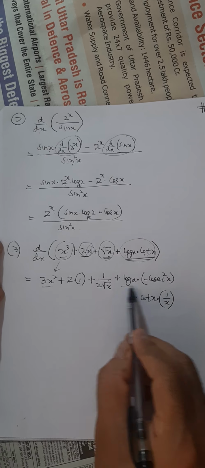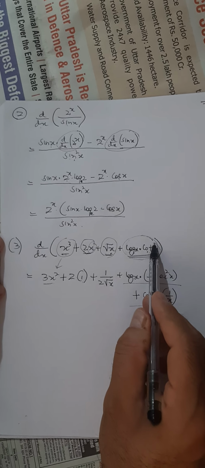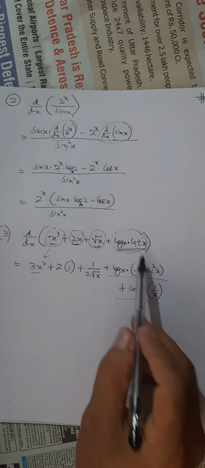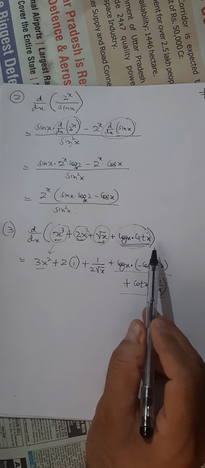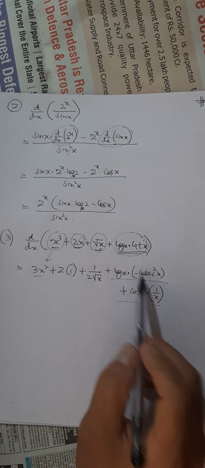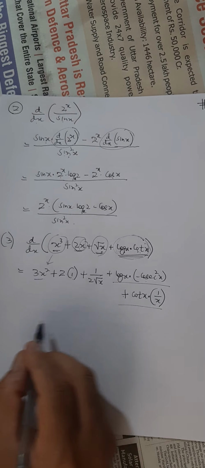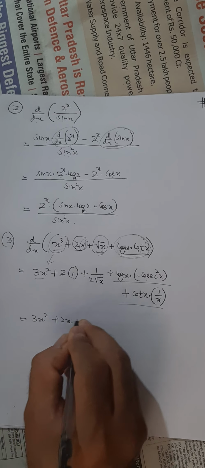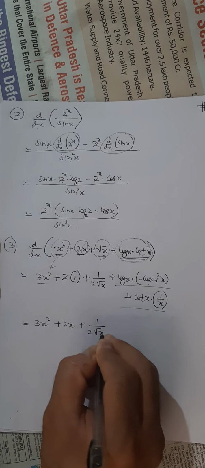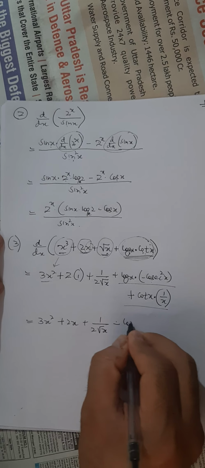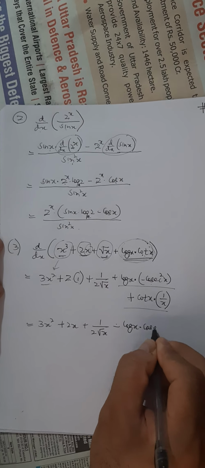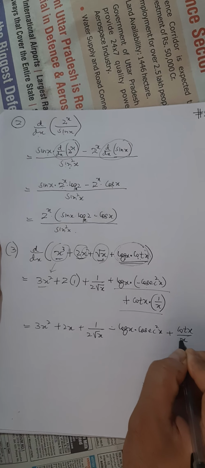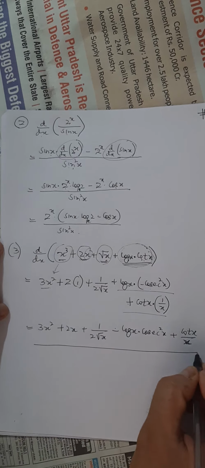Remember, these 2 terms are because of this single term by product rule. Log x as it is, derivative of cot minus cosec x square. Now cot x as it is, and derivative of log x is 1 upon x. So finally, I'll just rewrite: 3x square plus 2 plus 1 upon 2 root x, minus will come out. So it is log x into cosec x square plus cot x by x. This is the final derivative.